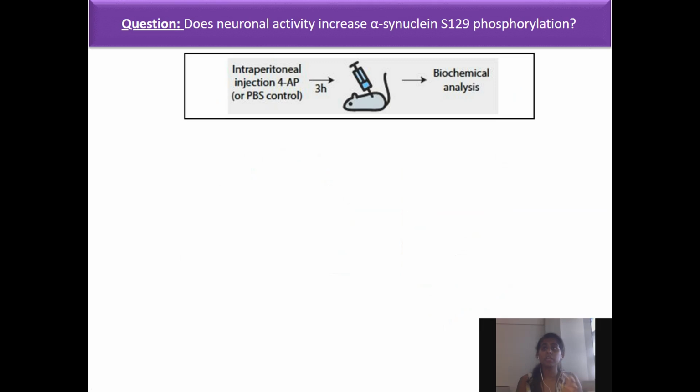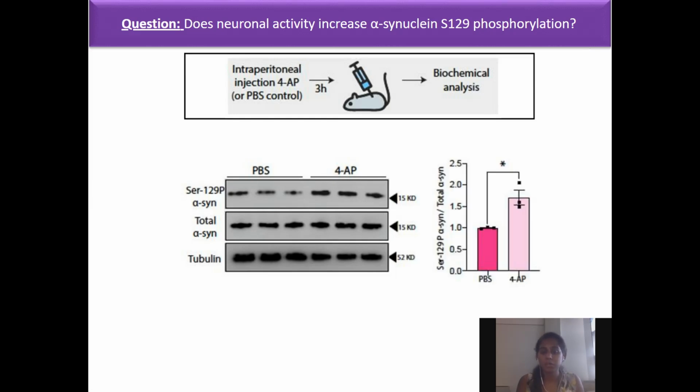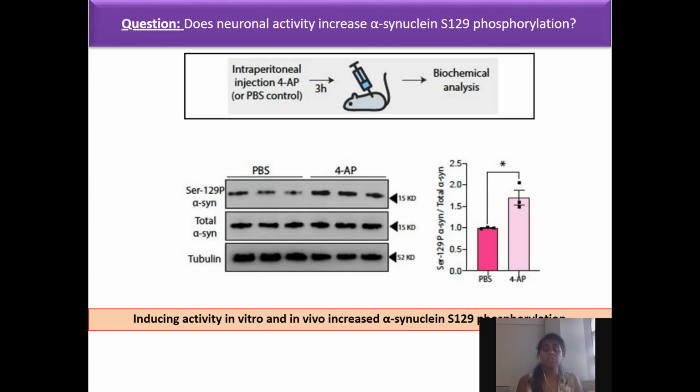Now we wanted to know if this increased activity can increase phosphorylation also in vivo. So for this, we peritoneally injected mice with 4-AP, harvested the brain after 3 hours, and did biochemical analysis. On the left, you have 3 mouse brains injected with PBS controls, and on the right, you have 3 mouse brains injected with 4-AP. And we can clearly see that in the 4-AP treated mice, as shown in the quantification, there is an increase in serine 129 phosphorylated alpha-synuclein. So inducing activity both in vitro and in vivo increased alpha-synuclein 129 phosphorylation.